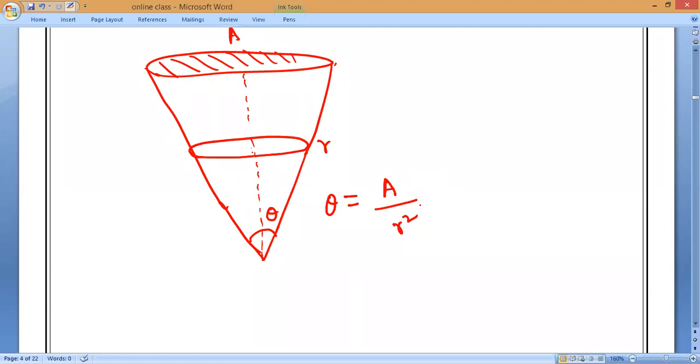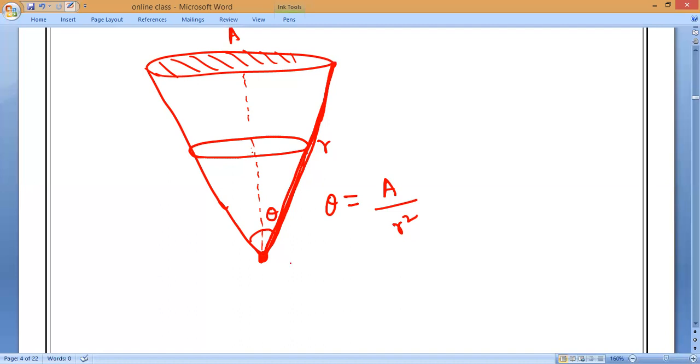Yes, please. Square of radius. This is what we used to call R, keep it in mind. Radius from this point, this is the R and this is the area. So theta is equal to A, the area of cross section, divided by radius square. Clear?